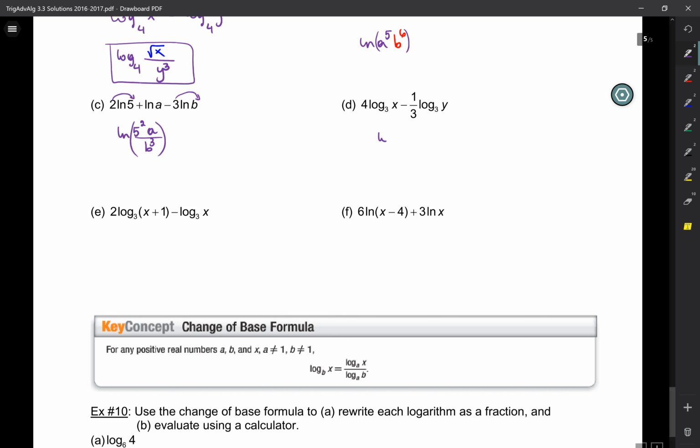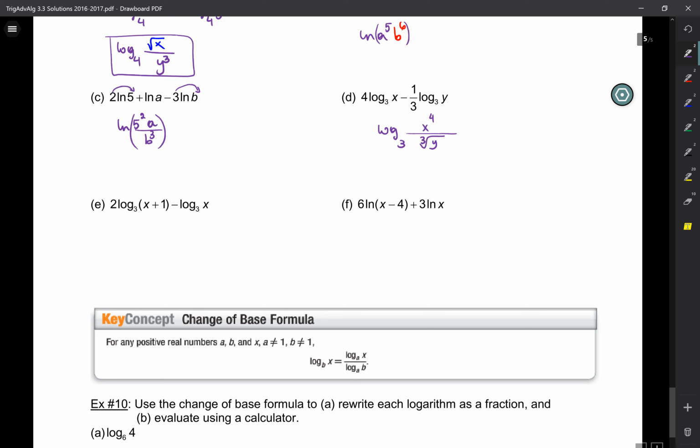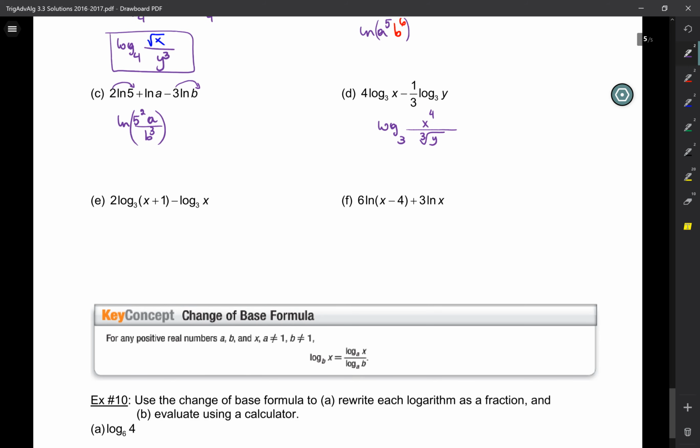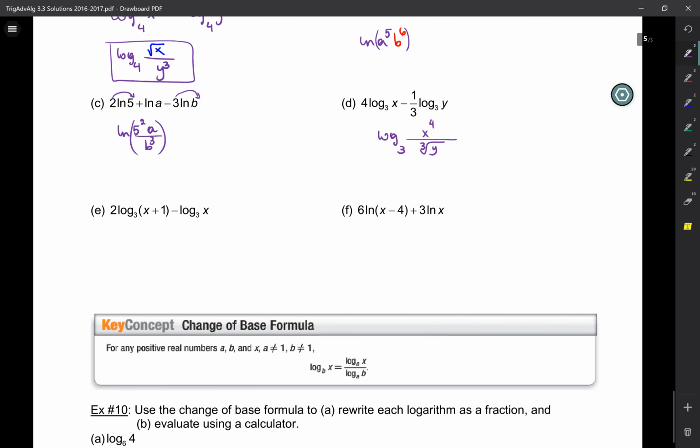So this is log base 3 of what was it? Over 3 root y. Cube root of y. Awesome. Which 3? This 3? Okay, so that it becomes y to the 1 over 3.